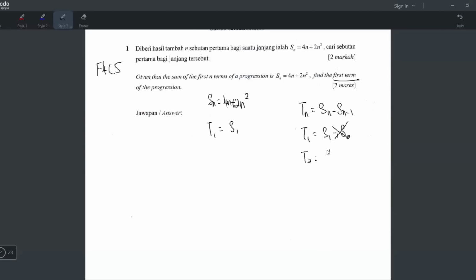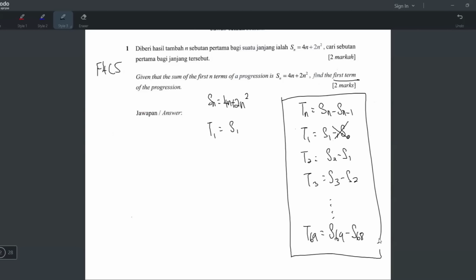But if it's T2, then it will be S2 minus S1. If it's T3, then it will be S3 minus S2. And if you think about it, it's logical, because to find the third term, you just take the sum of the first 3 terms minus the sum of the first 2 terms. Because you want the third term, so just take the total of 3 terms minus the total of the first 2 terms, then you get T3. What if I want T69? Then it will be S69 minus S68. This is like a note, but you don't have to write this during the exam. This is just my explanation to make you understand why T1 is S1.